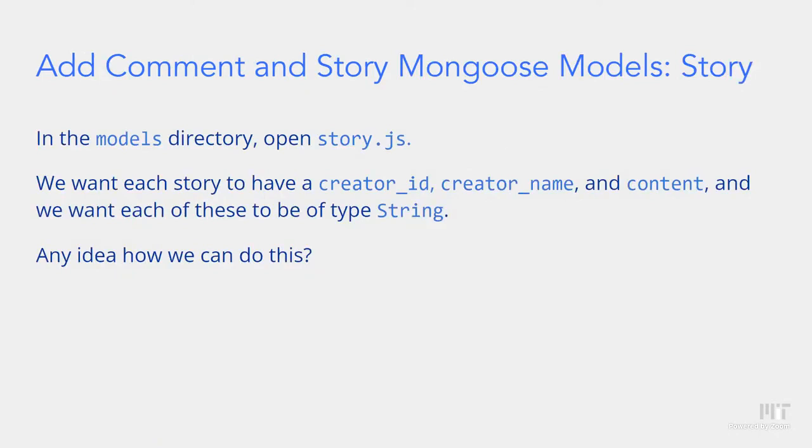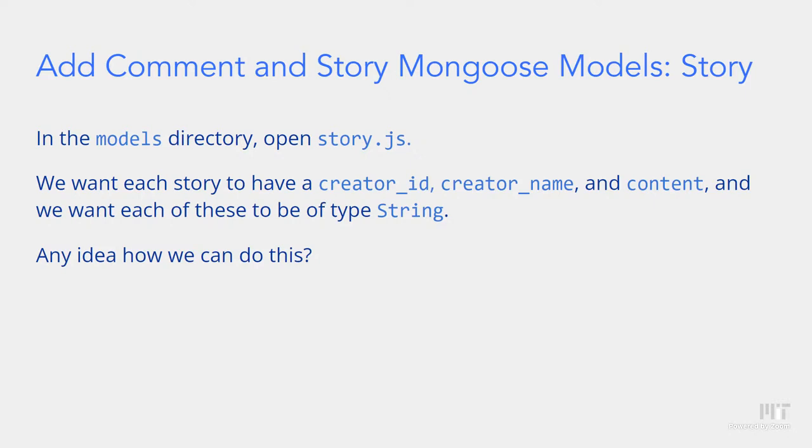And to add a model, first we're going to do the story model. So let's go to the models directory and open up the story.js file. And remember, we want each story to have three fields: creator ID, creator name, and content. And remember this ID field.